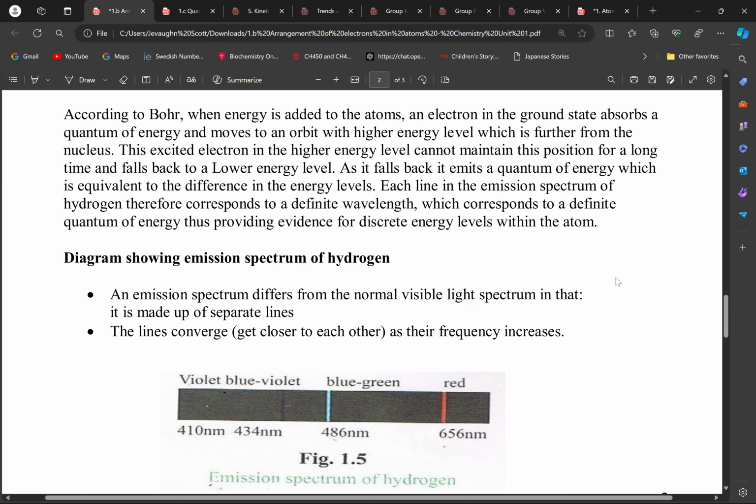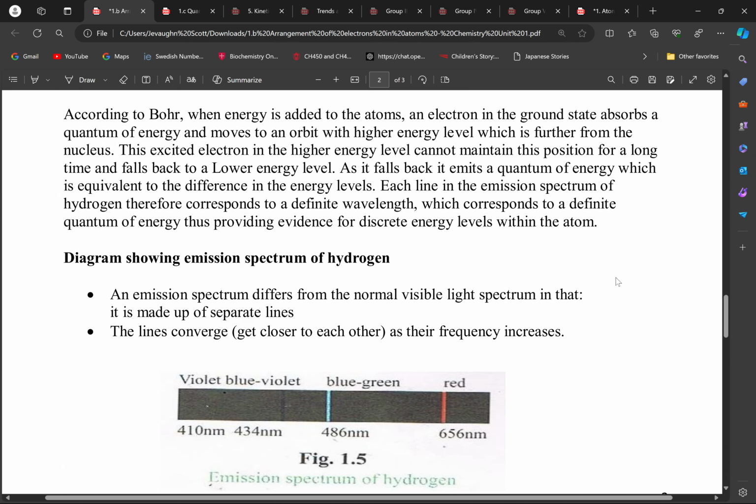Bohr was saying that if energy is added to an atom, the electrons will absorb that energy. They will go up to a higher energy level, and they cannot maintain this high energy state for long. So they will fall back to lower energy levels, and when they fall back to lower energy levels, they will emit a quantum of energy, which is equivalent to the difference in the energy levels, or the energy that they absorbed. And that will correspond to a specific wavelength of energy that is shown on our spectrum.